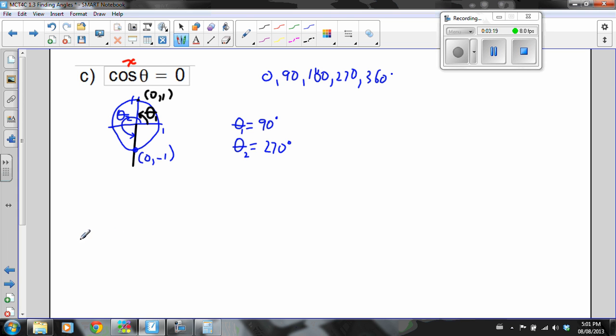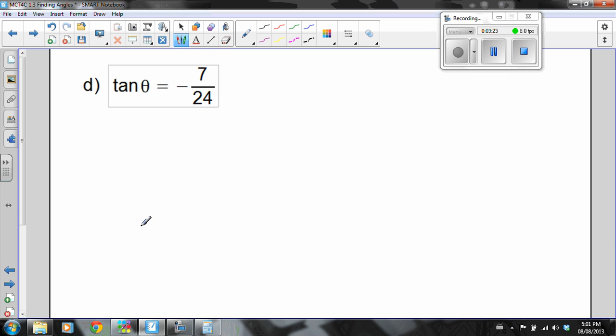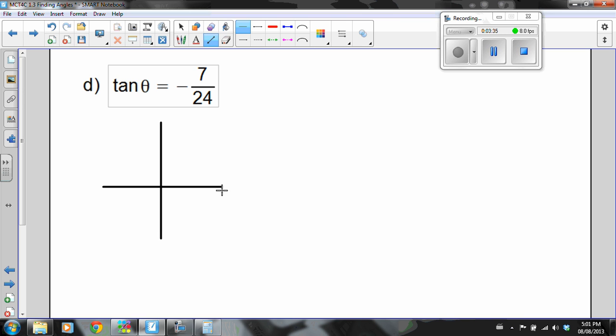And we do have a part D. Tan of theta is negative 7/24. Well, again, let's draw a diagram. This isn't one of our special angles. This isn't from our chart or from our triangles. 7/24 isn't exact. So at some point we're going to have to use our calculator.